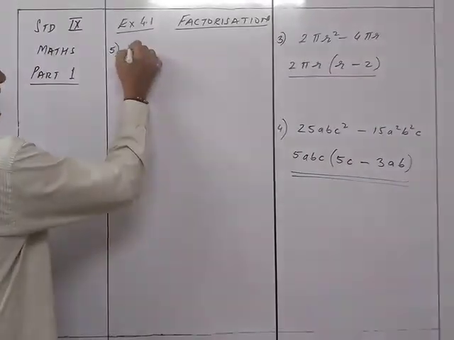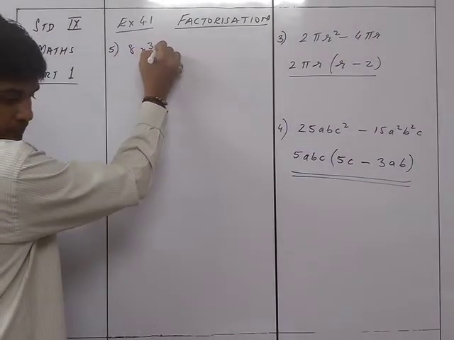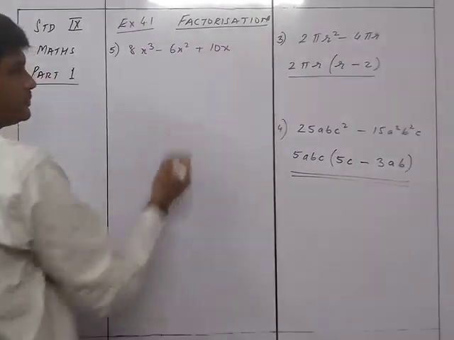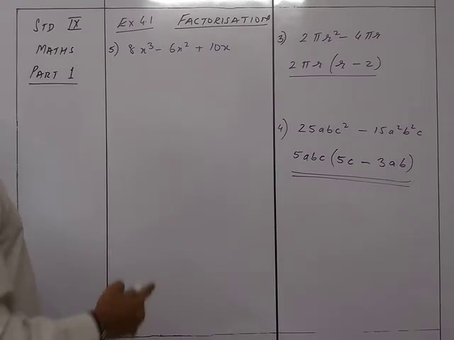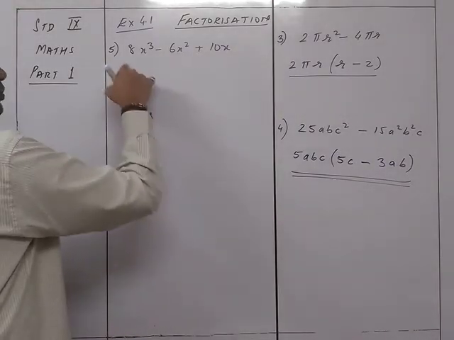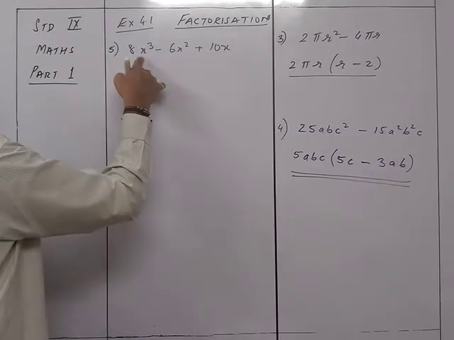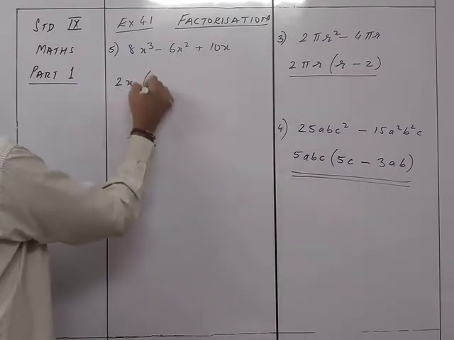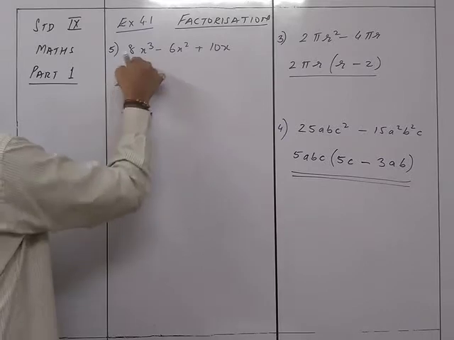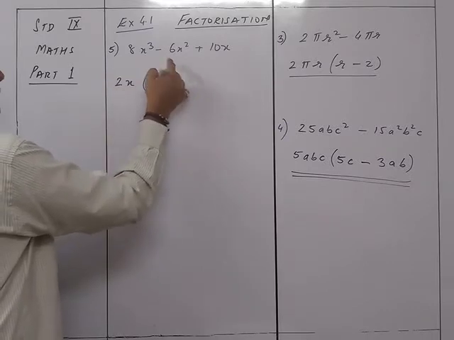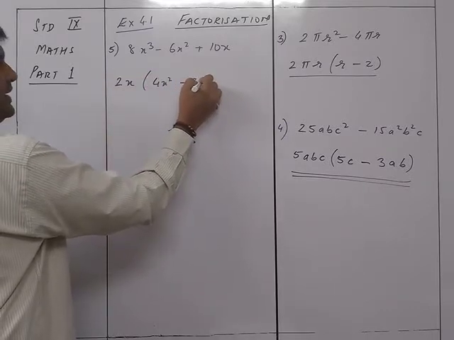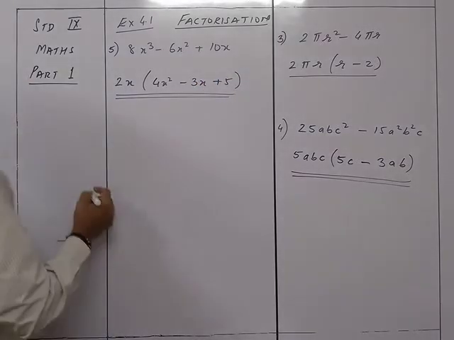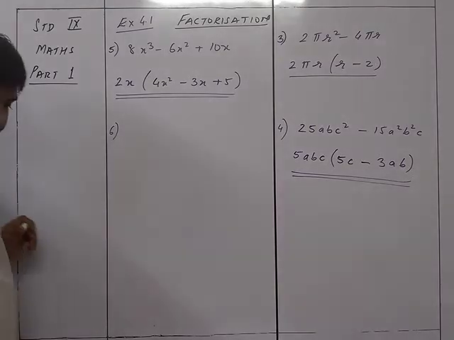So it is 8x cube minus 6x square plus 10x. You can see over here between these two, 2 is common, and between all these three, x is the lowest degree. So this is the common factor over here. What is remaining will be 4x square, then minus 3x, and here plus 5. So this is the resultant answer for question number 5.